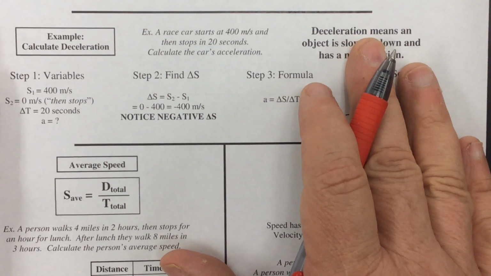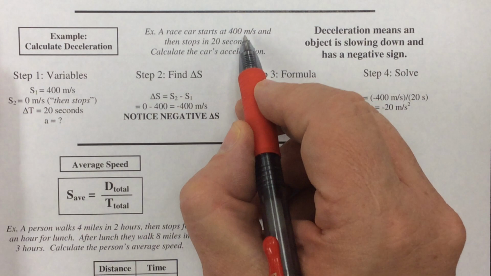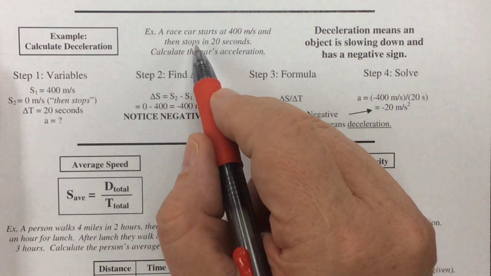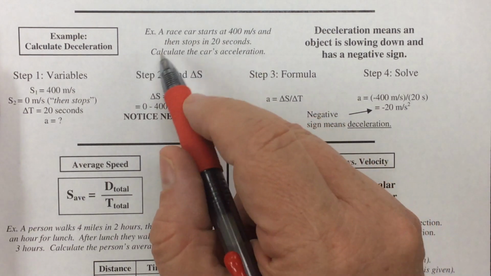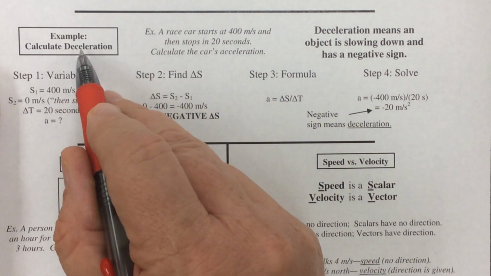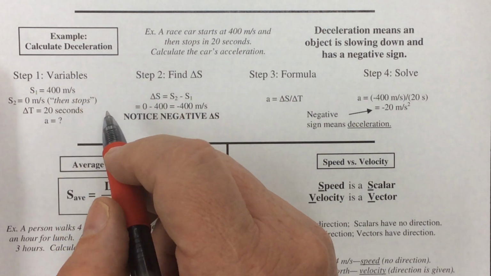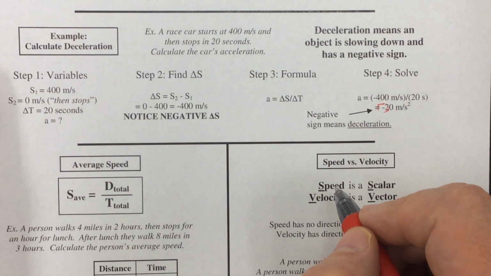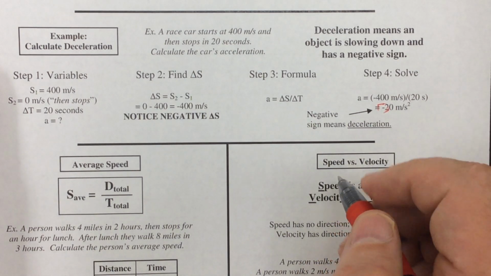Here's the next example. A race car starts at 400 meters per second and then slows down to 0 in 20 seconds. What is its acceleration? Now you're actually decelerating, you're slowing down, but that's still accelerating. It's just a negative number. You're going to end up with a negative here to show you that you're decelerating rather than getting faster.